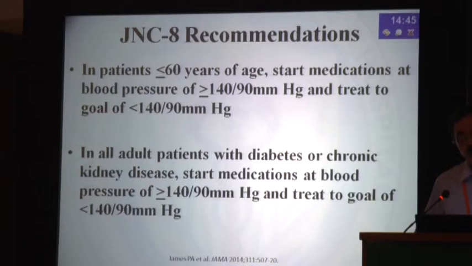In the second group of patients, those who are younger than 60 years of age, the JNC recommends that you start medication at a blood pressure threshold of 140 by 90 and treat to a goal of less than 140 by 90. In all adult patients, now this is the third group, with diabetes or chronic kidney disease, the threshold to start medication is again 140 by 90 and the goal is less than 140 by 90.